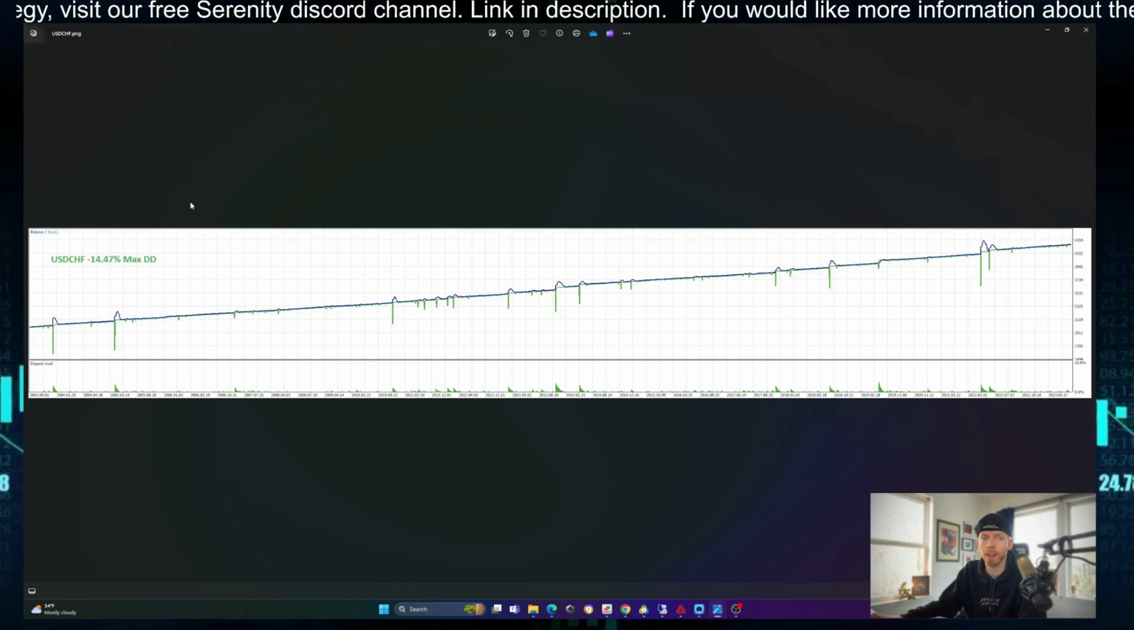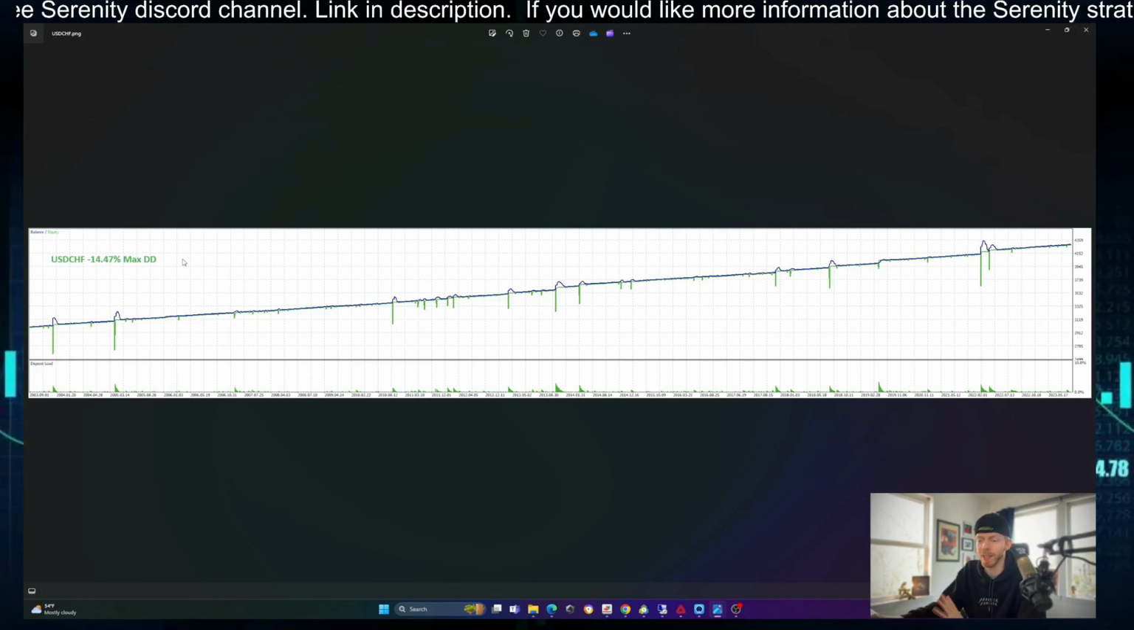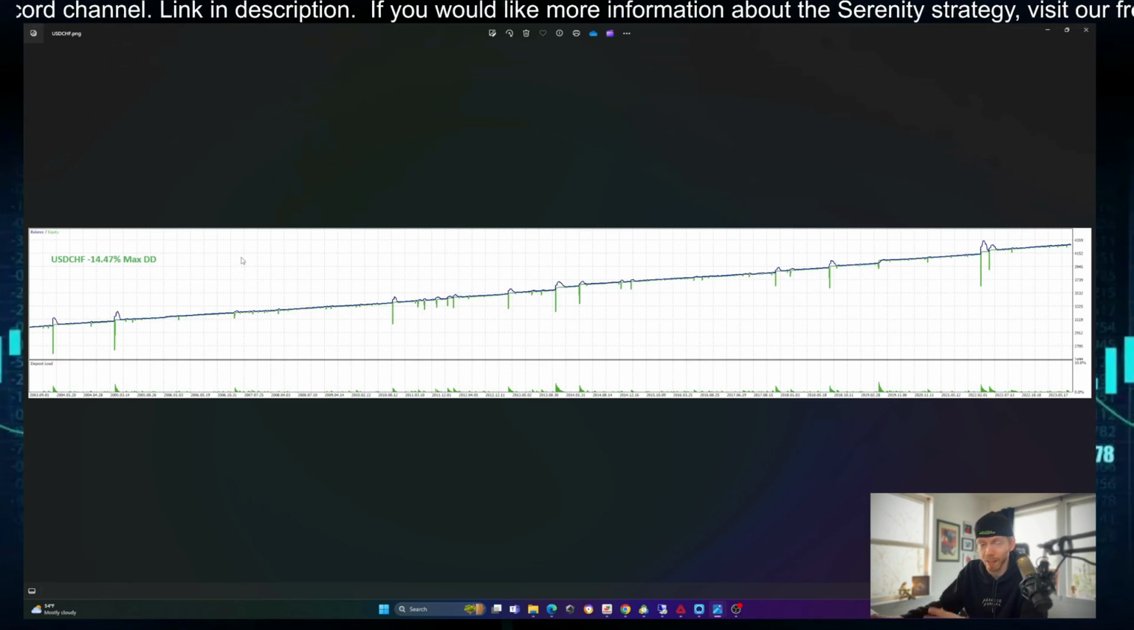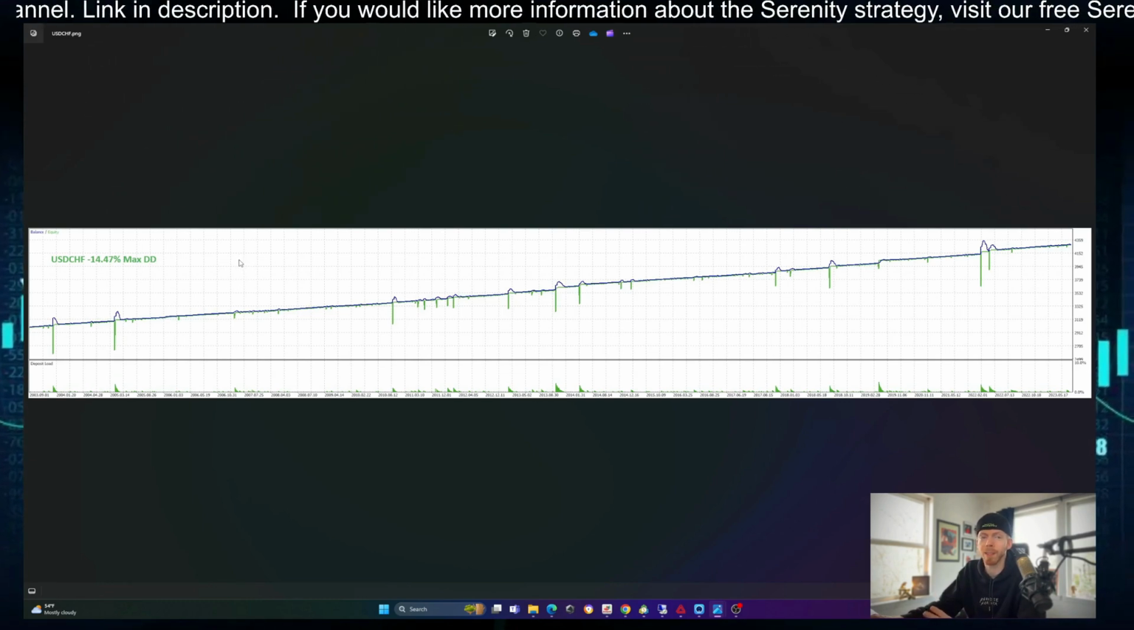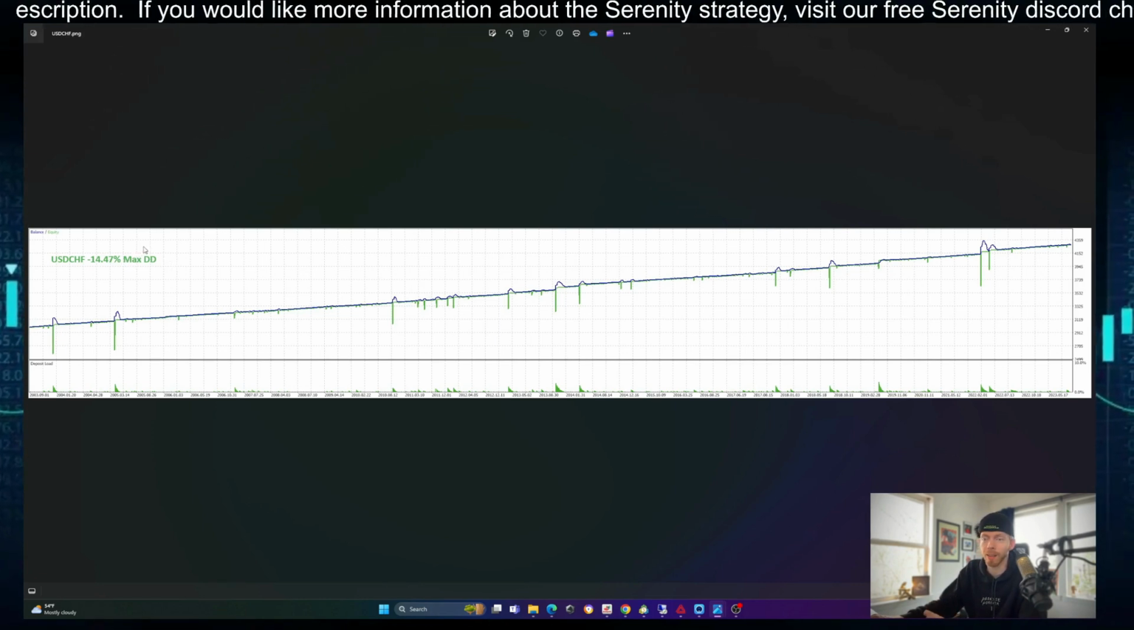USD Swiss franc. I don't like the Swiss franc that much, just the currency in general. I don't think it has a lot of news, and whatever pair it's attached to typically doesn't have a lot of effect. So the Swiss franc is good for auto trading. I don't think it's good for manual trading.